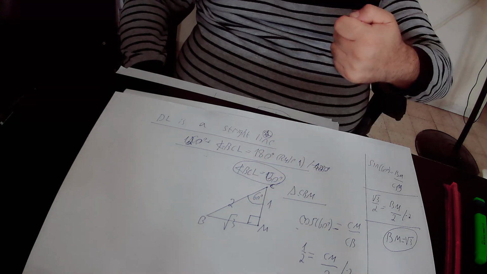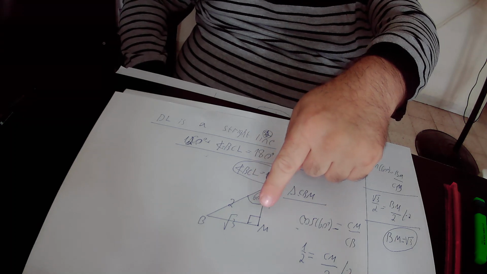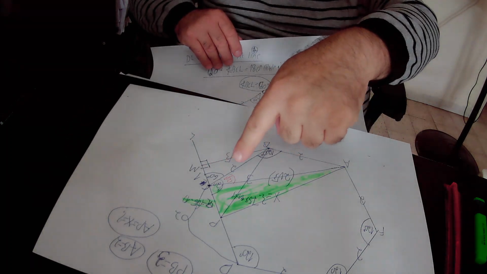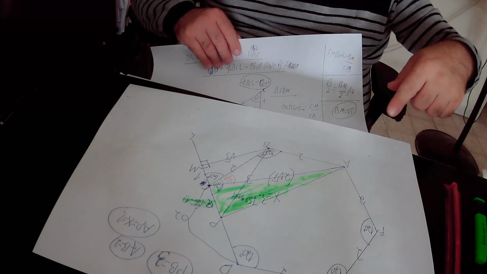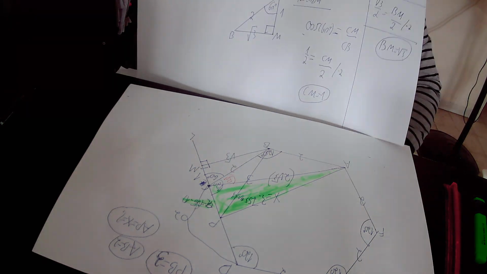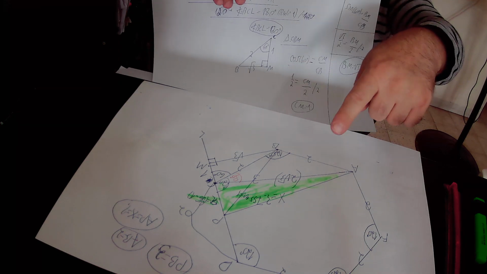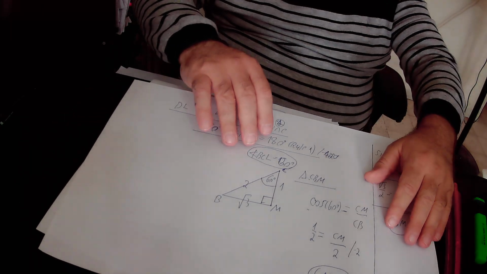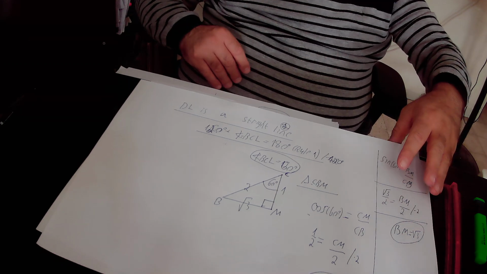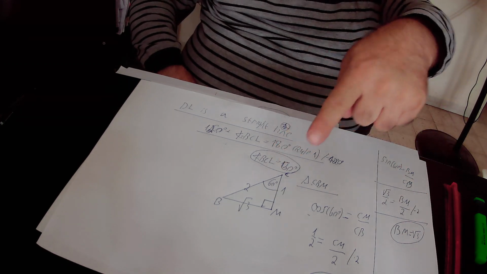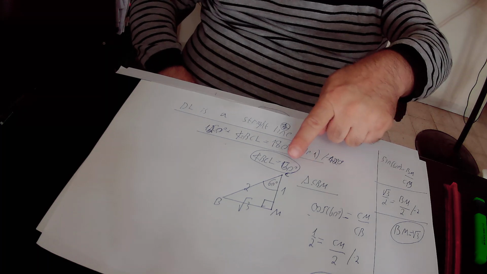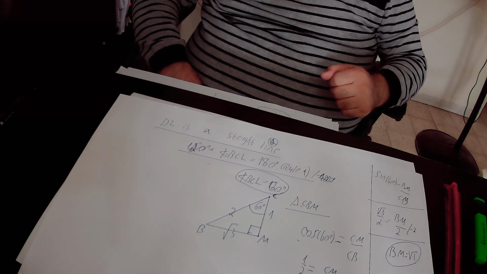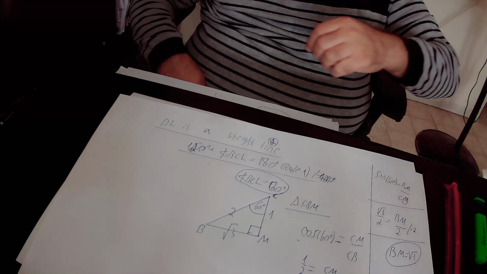This angle equals 60 degrees according to rule number one, and this angle equals 90 degrees according to our construction. BC is one side out of the six sides of this regular hexagon, and therefore it is equal to 2 units, because all the sides of this regular hexagon are equal to each other and each of them is equal to 2 units. So BC equals 2 units. So in this right triangle BCM, we know that cosine 60 degrees equals CM over CB.